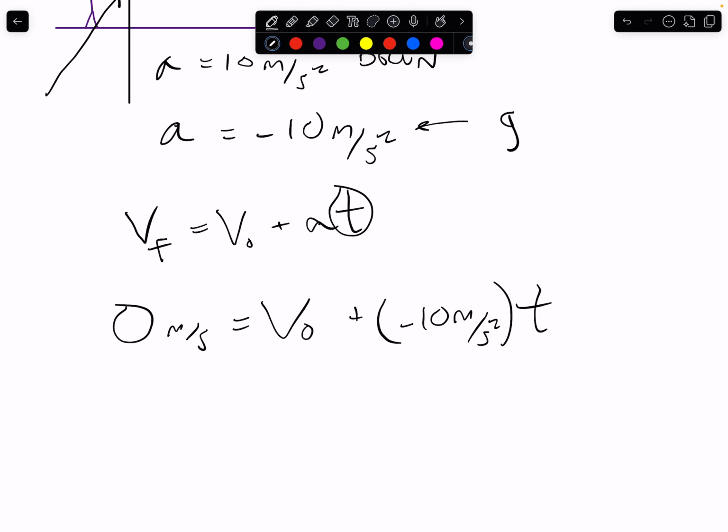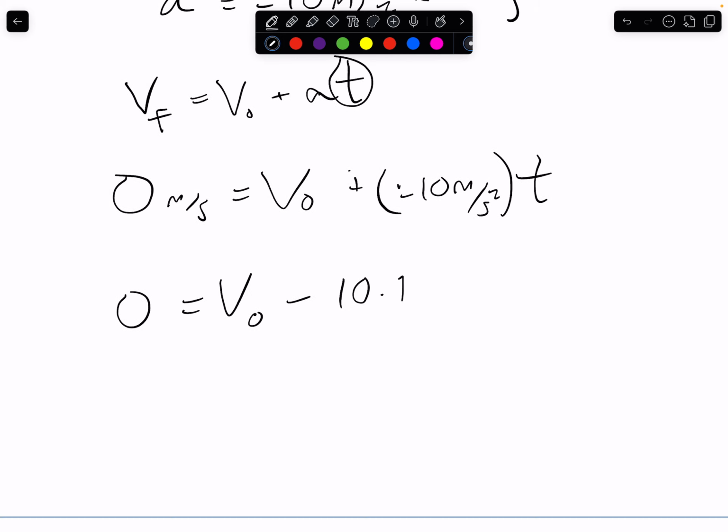So let's look at this without the dimensions momentarily. You can't just toss out dimensions, though. Those are really important for consistency and seeing if you're on the right track. So 0 is equal to V naught plus minus 10, so V naught minus 10 times t. Oh wait, t is 1 second. All right, so that means that 0 is V naught minus 10.